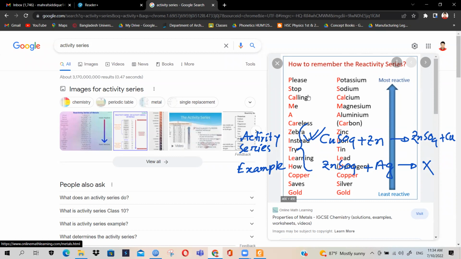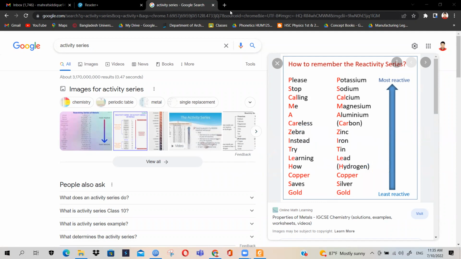down, "Please stop calling me a zebra. Instead, try learning how copper saves gold." You could write something like that as well, okay? All right. Let me erase if you have taken notes of this. Have you taken notes? Yes. Okay, good.